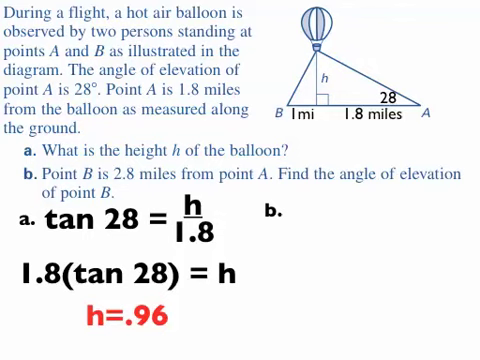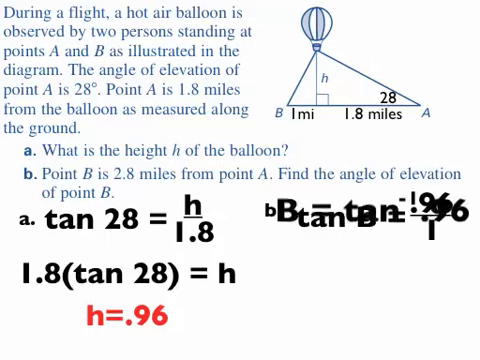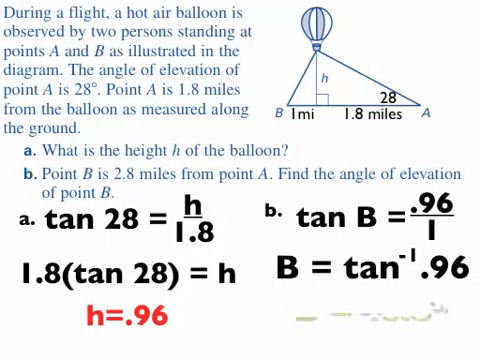It says point B is 2.8 miles from point A. If it's 2.8 miles from point A, it's only going to be 1 mile from the balloon. It asks you to find the angle measure of point B. So now we're looking for the angle of B, and I already have solved that h is 0.96. So I can plug it in and say the tangent of B is opposite, which is your h, 0.96, over 1. Go ahead and take the inverse tangent of 0.96, and you get the measure of angle B to be 43.8 degrees.